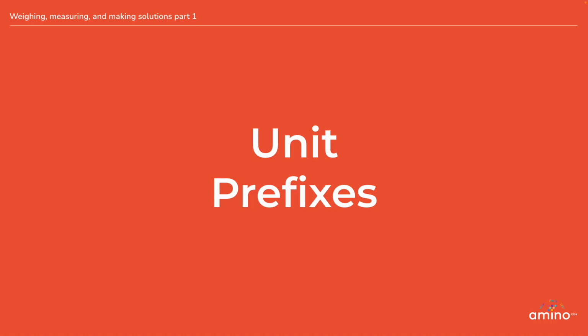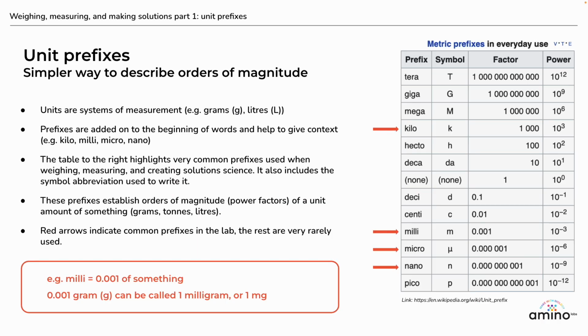The first thing we're going to look at is unit prefixes. Unit prefixes are a simpler way to describe orders of magnitude. There's a good chance you've been using these throughout your scientific endeavors, your classes, but we're just going to dive a little deeper in here just to make sure there's clarity, because as we get into the next sections and do examples, prefixes are going to come up a lot.